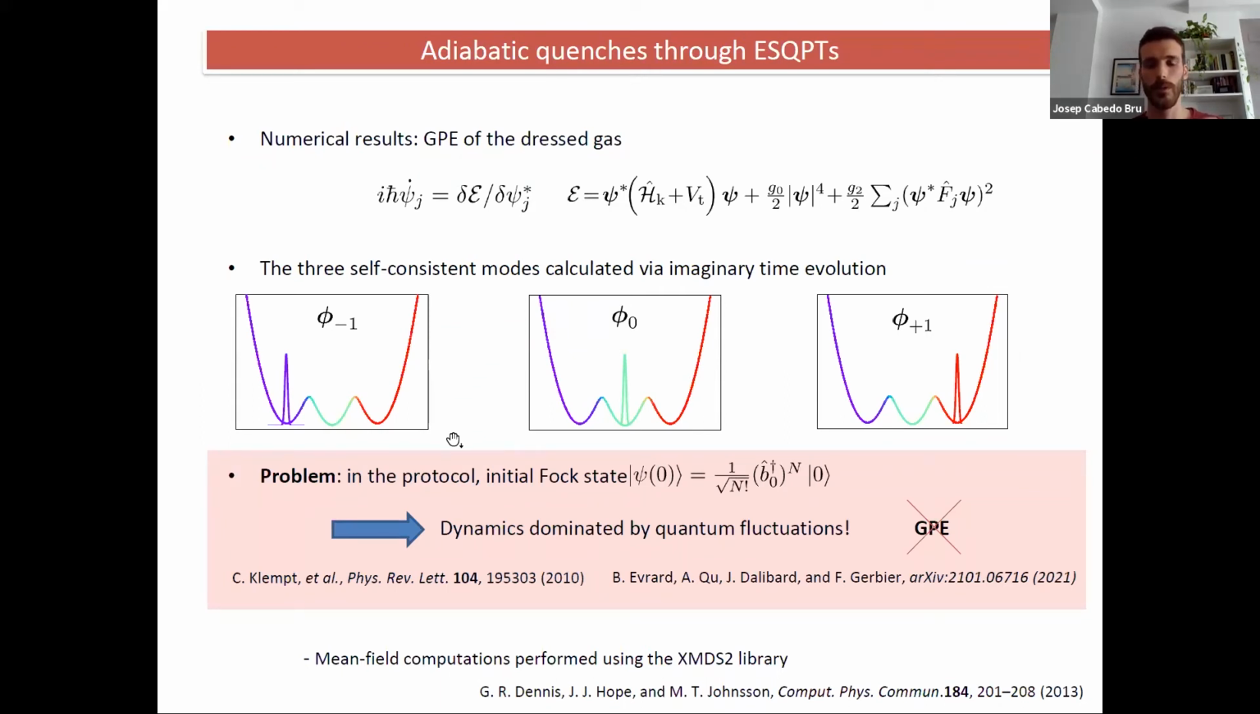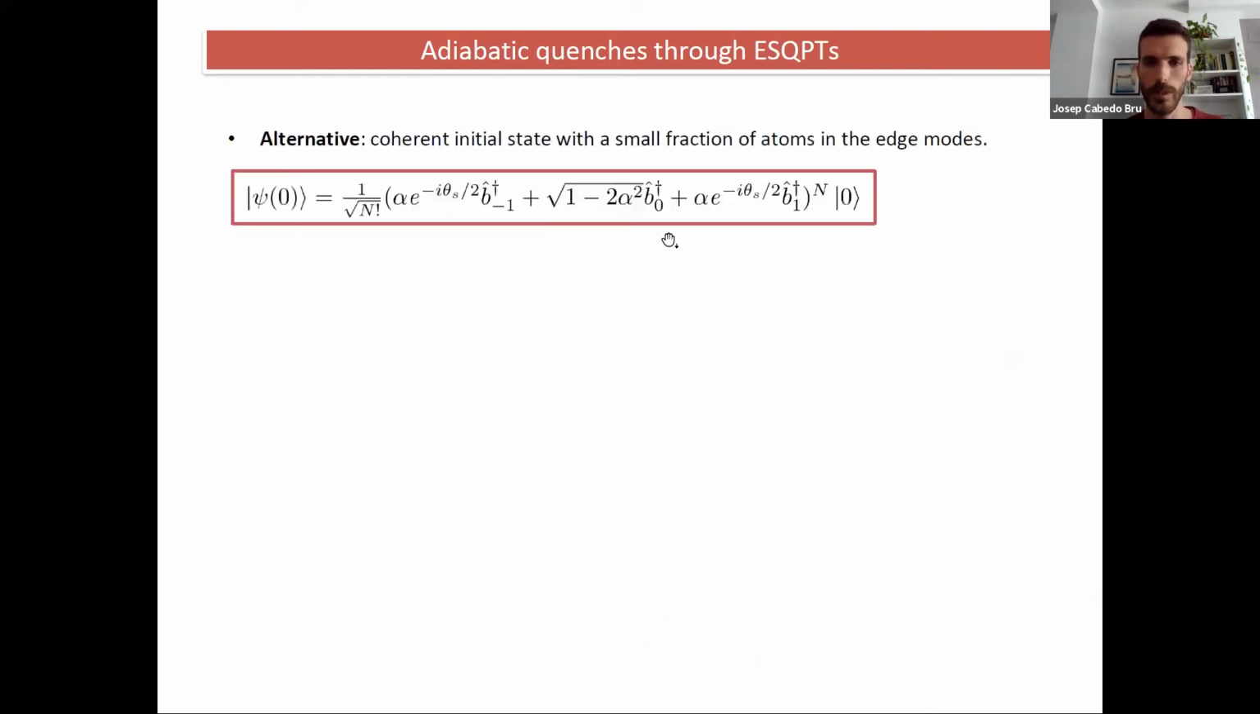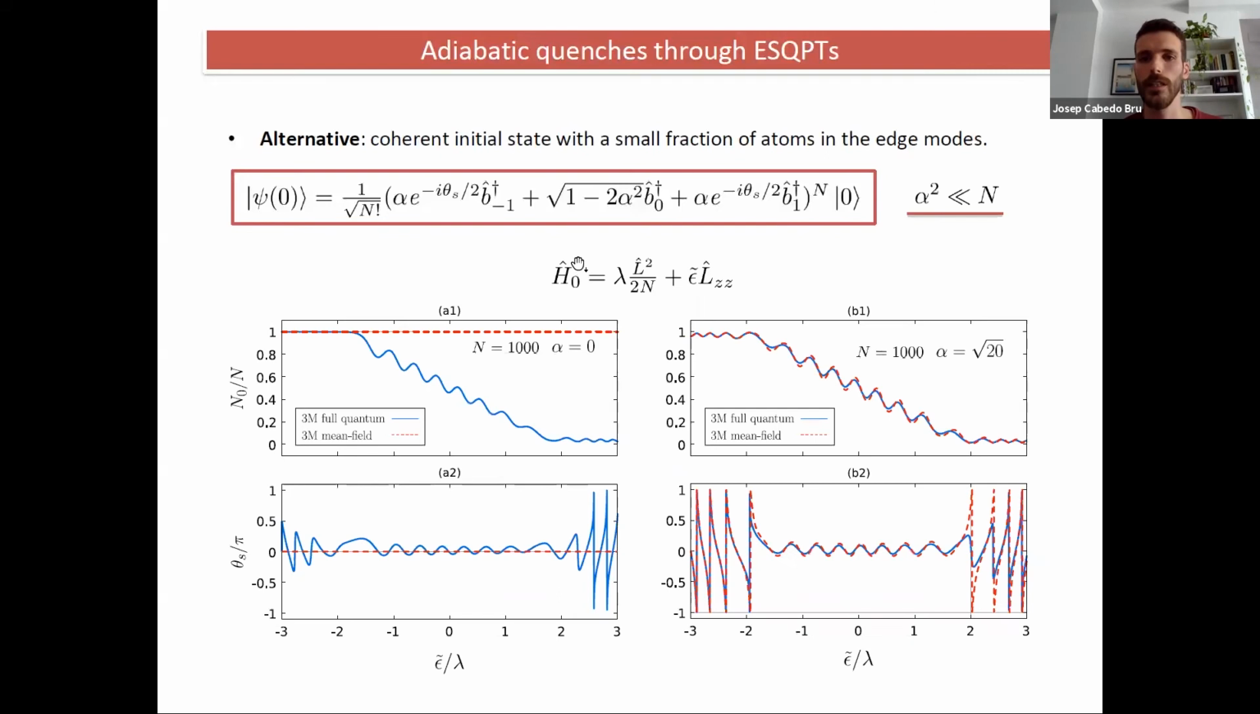However, we find a first problem: in the protocol that I have described, the initial state is prepared in a Fock state. And at this point, the dynamics is not covered by the mean field equations. It's started by quantum fluctuations. So mean field simulations of the whole gas won't cover the physics of interest. But this can be solved easily by, instead of going to the most excited manifold, preparing a state that is near the most excited, that is, with a small number of particles in the edge well states initially in a coherent state. Here I show full quantum simulations of this effective model and mean field simulations also of the effective model. And we see that as we increase alpha, both approaches converge.